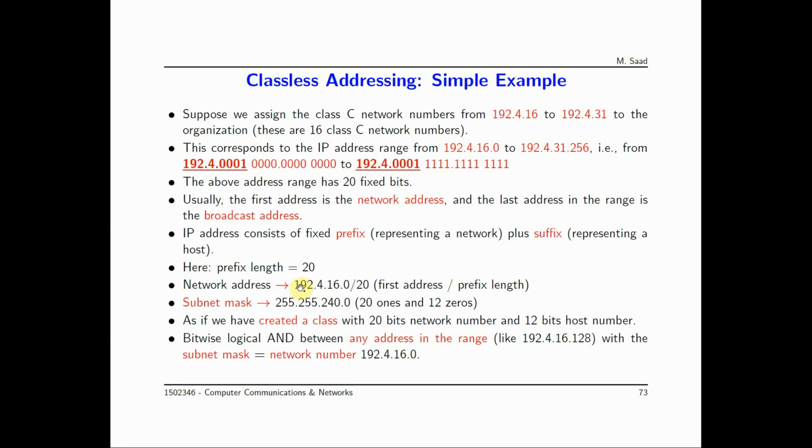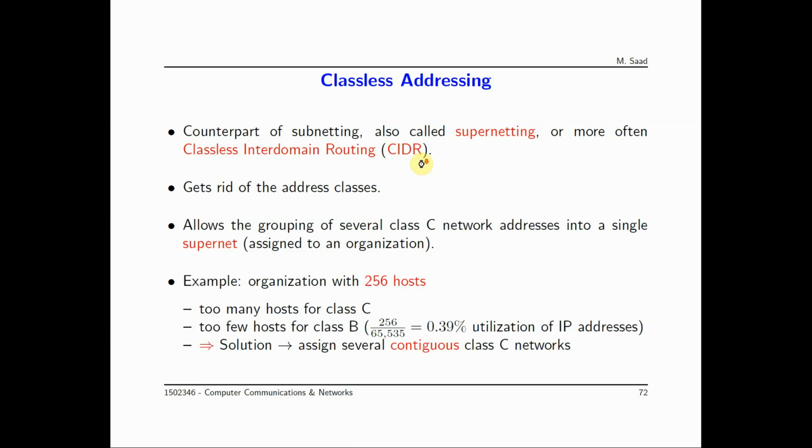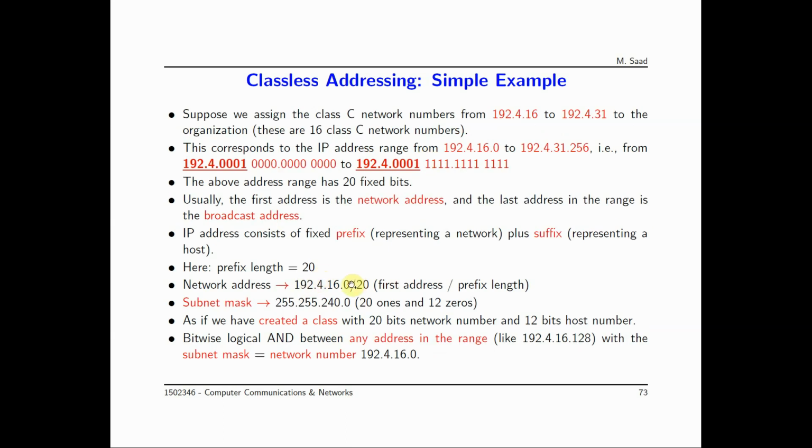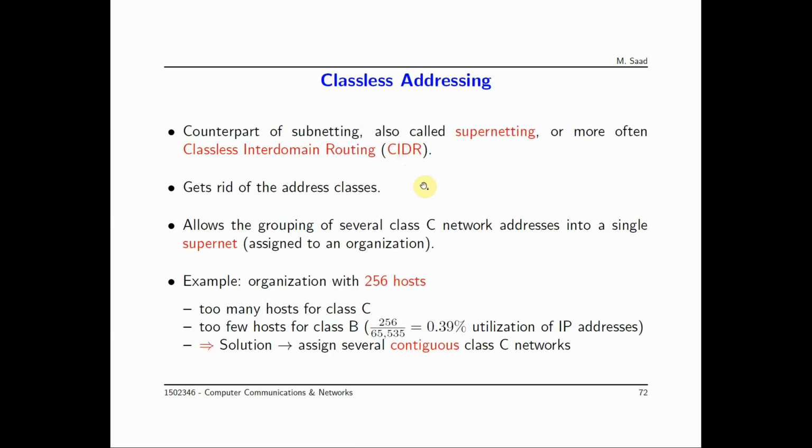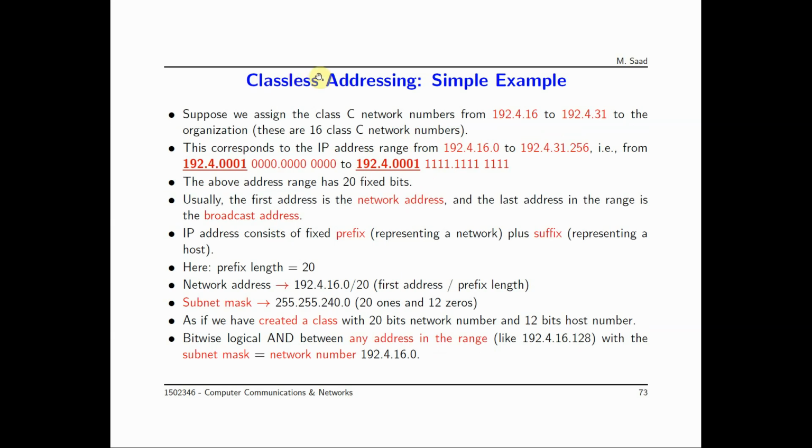But since we are mentioning just this network address alone without mentioning the last address, it is very useful to put a slash here and then mention how many fixed bits we have. So the way we express the network address in classless addressing, which we also call the CIDR notation: we mention the first IP address in the range, which is the network address, 192.4.16.0 in our example, and we say /20, which is the prefix length.